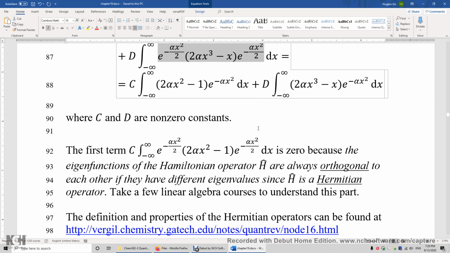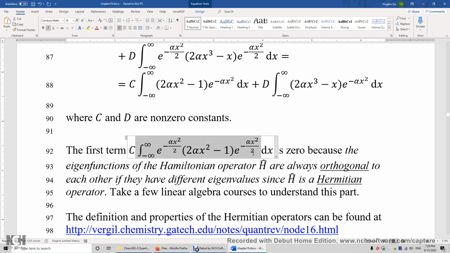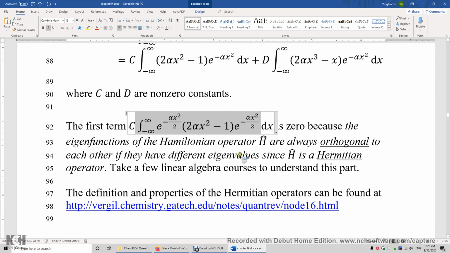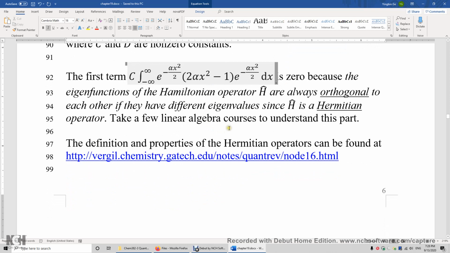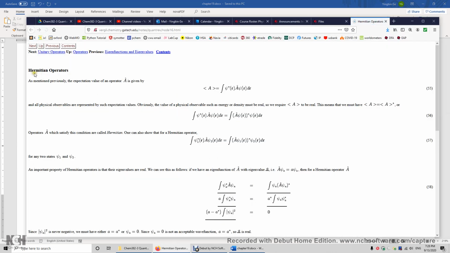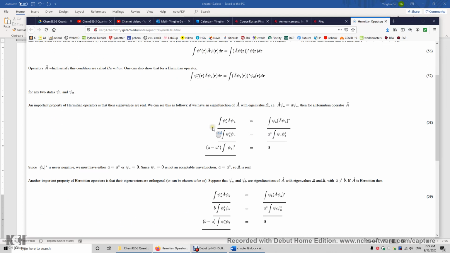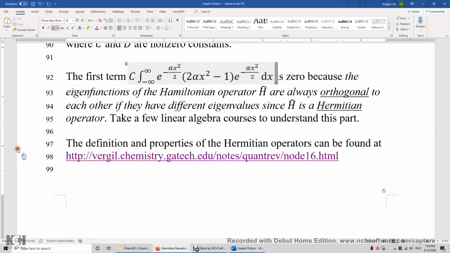So again, this first integral is 0 because psi 0 and psi 2 are orthogonal to each other. And this is 0 only because we're looking at an odd function. Again, all observables in quantum mechanics are represented by Hermitian operators. So if you're interested in learning more about Hermitian operators or more linear algebra, you can look at this webpage. But it's not required for this class.